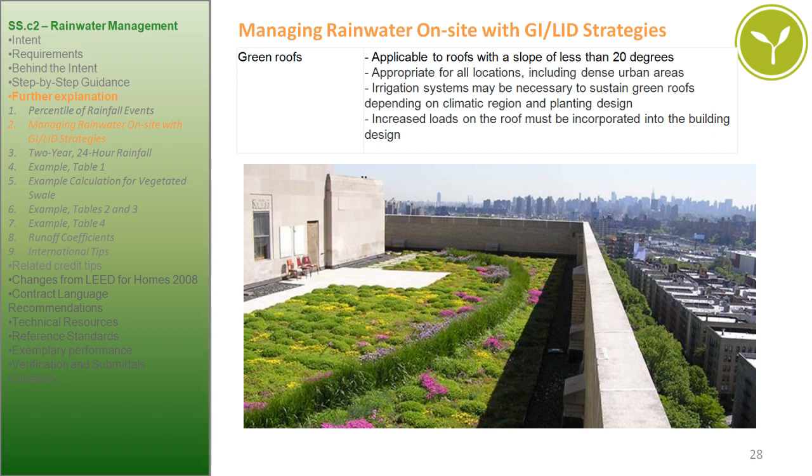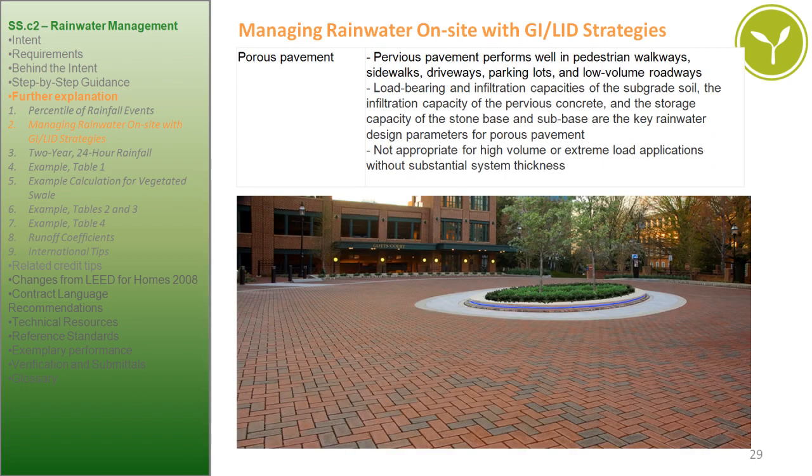Irrigation systems may be necessary to sustain green roofs, depending on climatic region and planting design. Increased loads on the roof must be incorporated into the building design. Porous pavement. Pervious pavement performs well in pedestrian walkways, sidewalks, driveways, parking lots, and low-volume roadways.